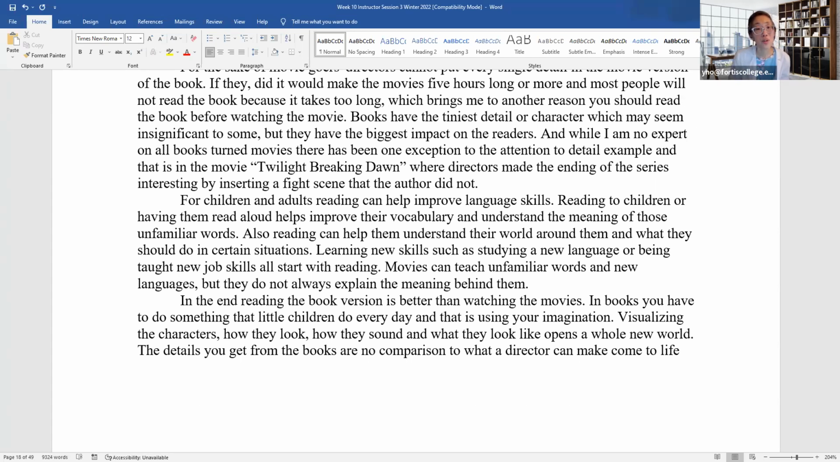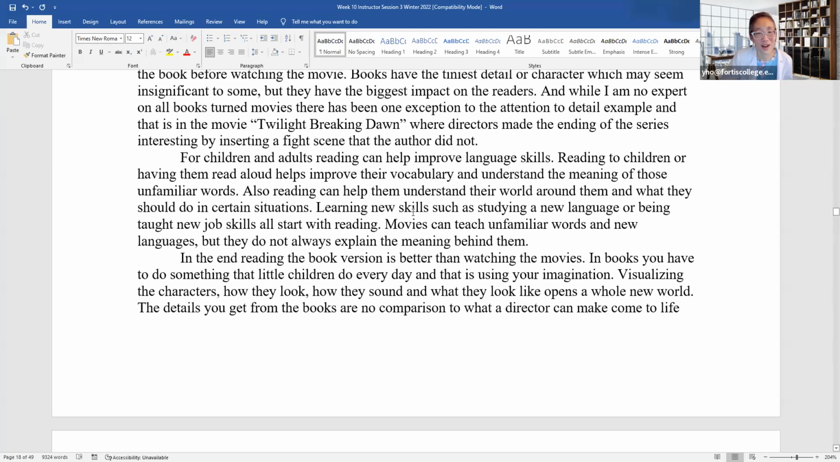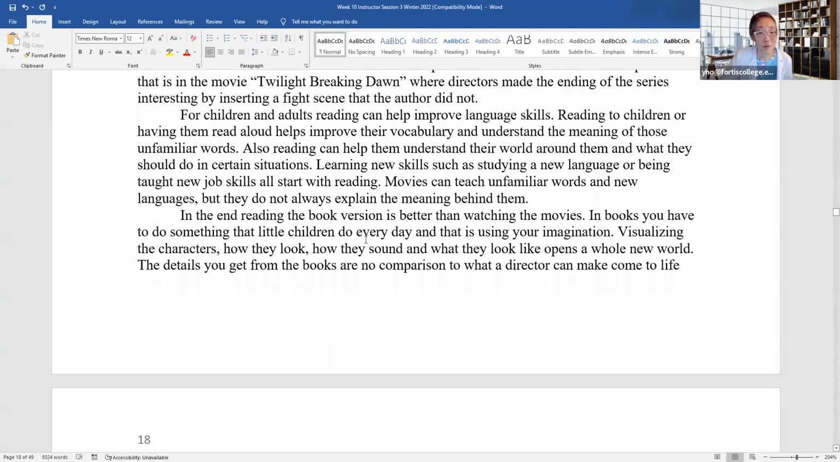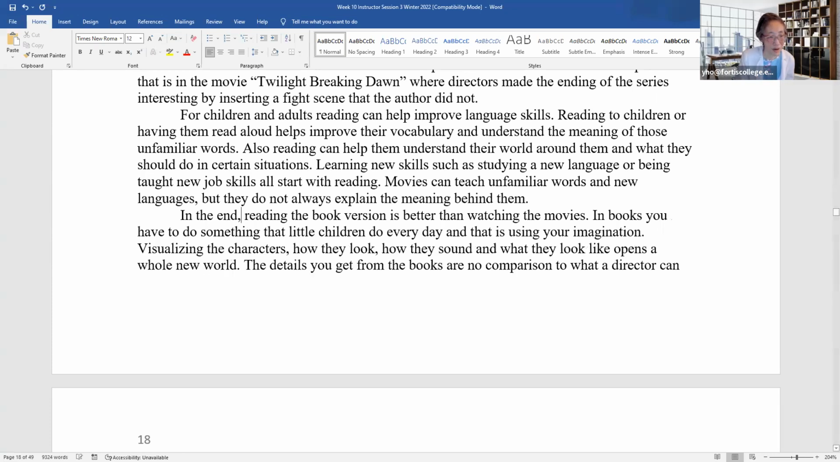this comma, and so this was a fused sentence because it had a period over here and it ran into this sentence. Remember the fused sentences? Right. "I respect my parents," something about careers, and then they were fused together. Chinese, some kind of language. I forgot. "In the reading, the book version is better than watching the movies." What's wrong with that sentence? What grammar rule? After "in the end," there should be a comma. Yes, in the end. So when you have a transition word, in the end, in conclusion, finally, reading the book version is better than watching the movies.